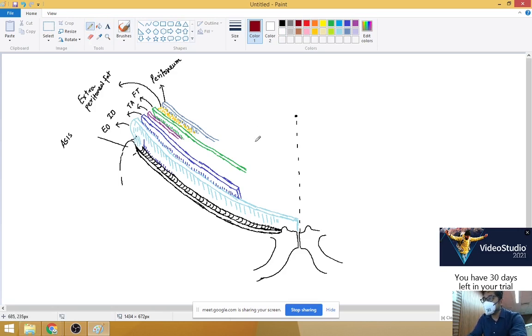Now you see, the area for the inguinal ligament is somewhere here in the medial half, isn't it? So when the spermatic cord comes like that, it is coming like that.